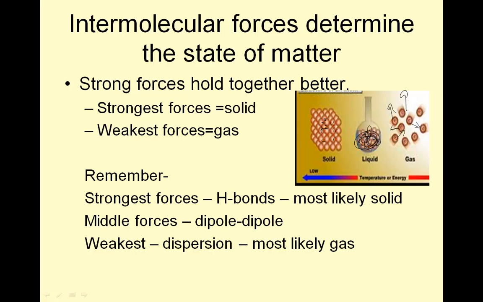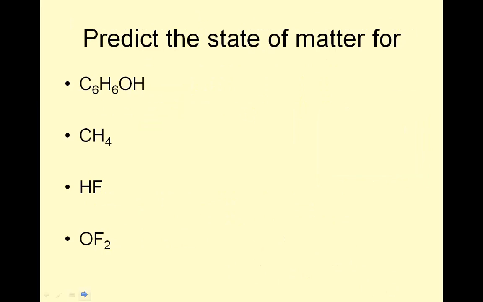So the strongest forces are hydrogen bonds. That'll most likely be a solid. The middle forces are dipole-dipole. It's hard to predict those. And the weakest forces are dispersion forces, most likely a gas. Remember, the tiebreaker is dispersion. Big molecules can have big dispersion forces. And I talked about in some classes how butter has enormous dispersion forces because it's an enormous molecule. Predict the state of matter for each of these.